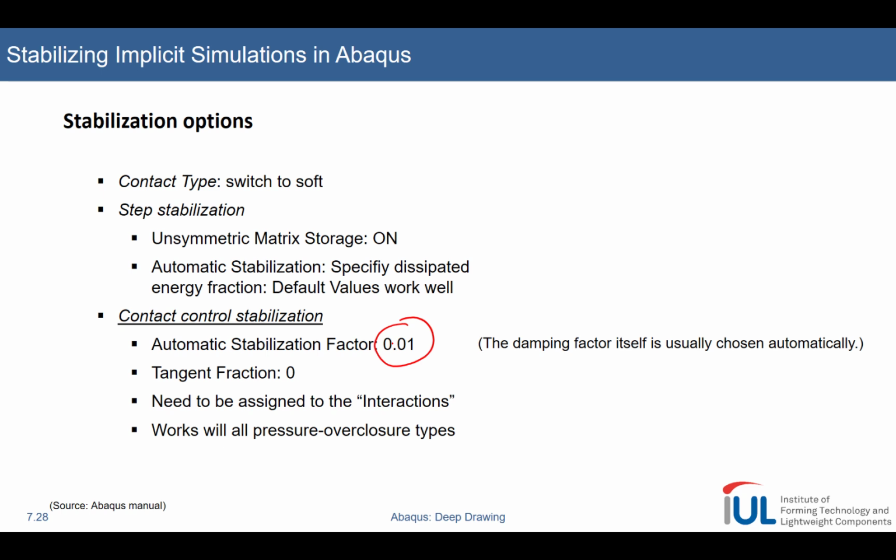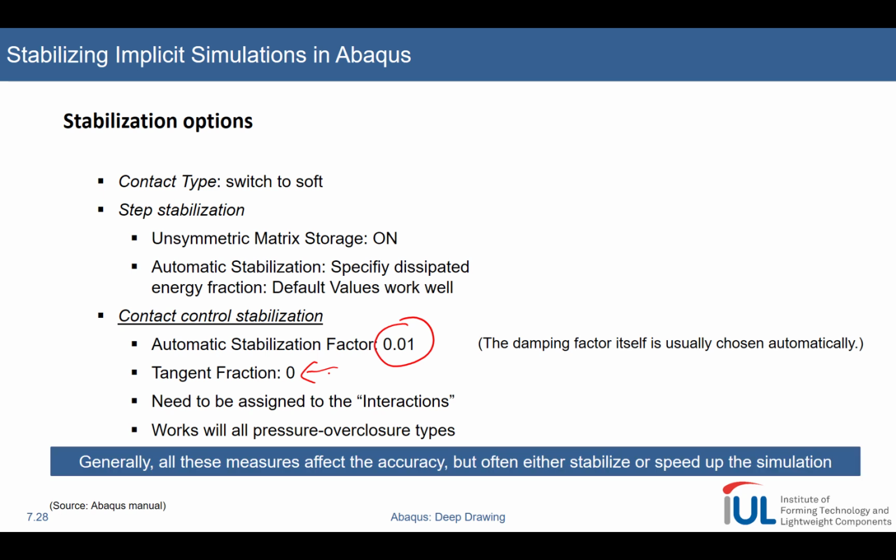And in many cases, the tangent part of your whole contact calculation doesn't cause any problems, even if you activate a non-frictionless model. So scaling the damping factor down to 0 is usually a good thing, so you know that you don't alter the physics of your tangential interaction. And it works with all pressure overclosure types and needs to be assigned to the interaction.